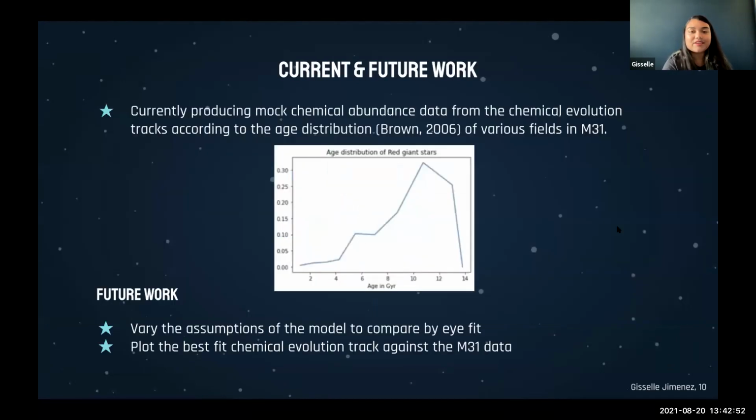Which brings me to my current and future work. I am currently producing mock chemical abundance data from the chemical evolution tracks according to the age distribution of various fields in M31. And the age distribution was obtained from the Hubble Space Telescope. The data that we sampled is not fit to a certain age distribution, and I will use a combined age distribution from the various fields for that data.